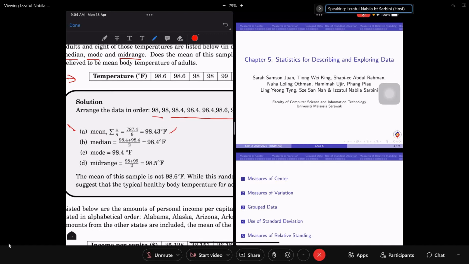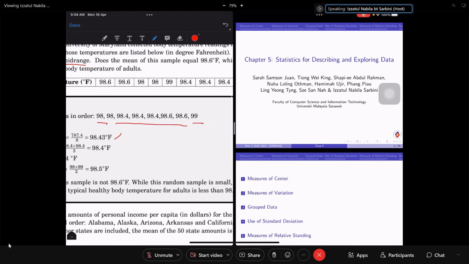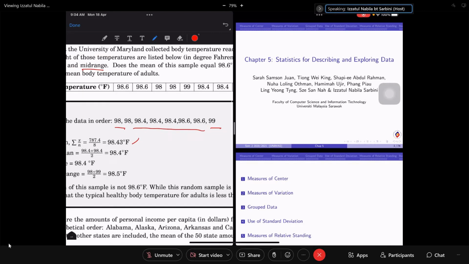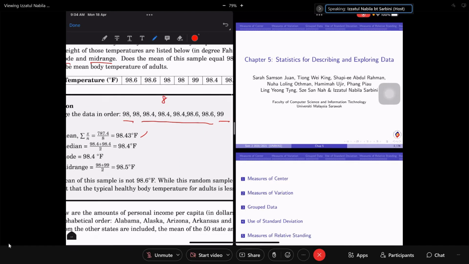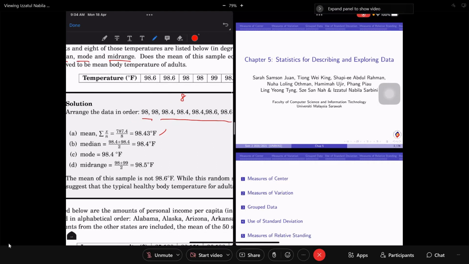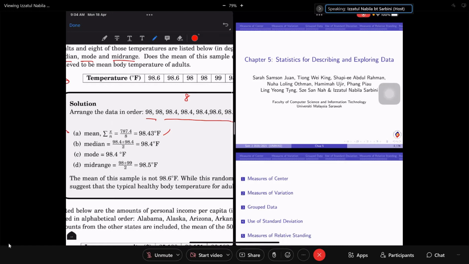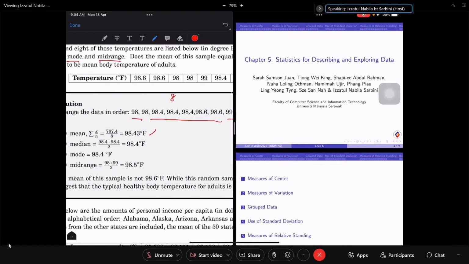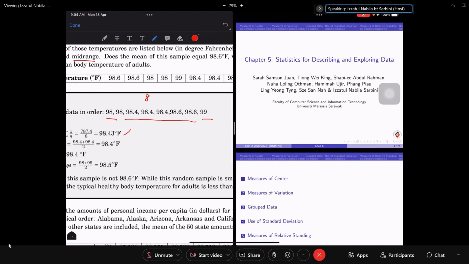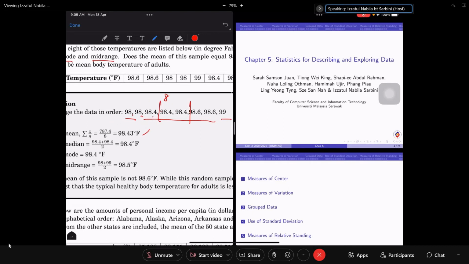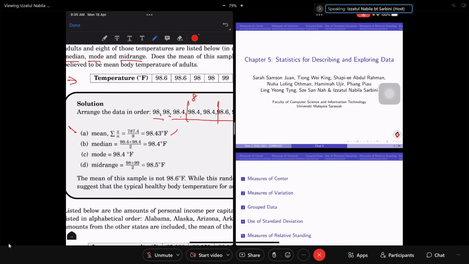As for the median, you have 8 data, so it is an even number. The median is always in the middle. But if it's even, then you count 1, 2, 3, so this will be the middle. So the median is 98.4 plus 98.4 divided by 2, so it will be 98.4.